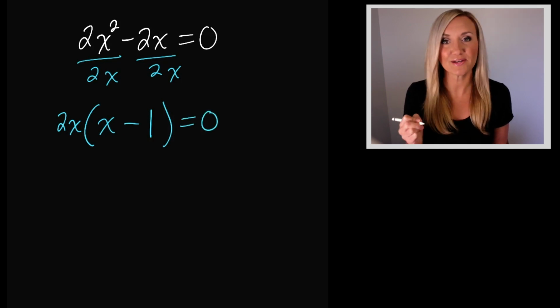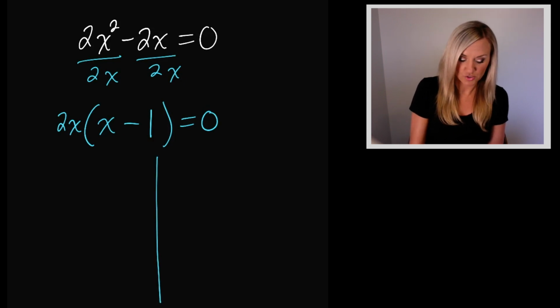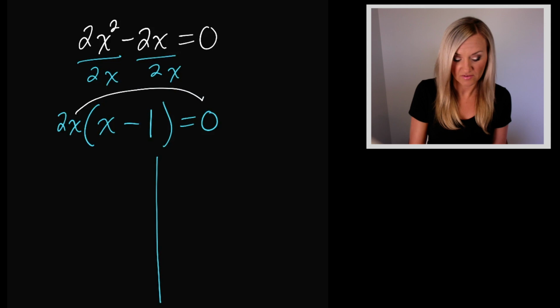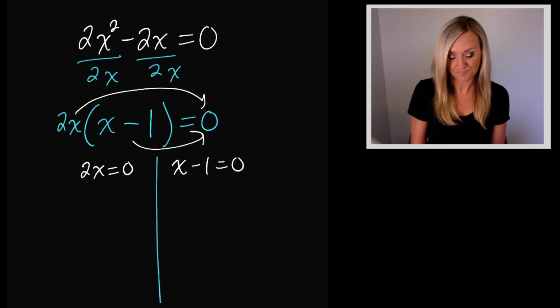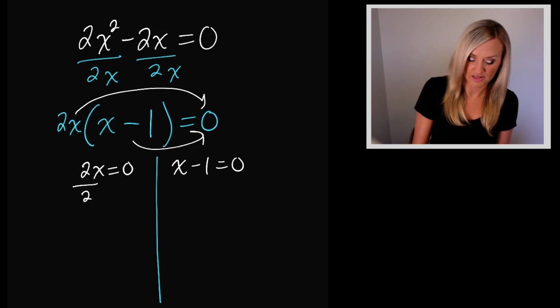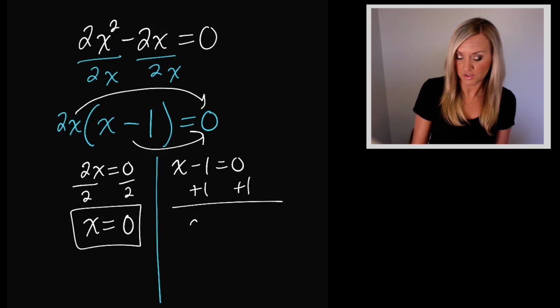Don't forget equals 0, and now let's go ahead and set up our two equations to solve. We have our 2x equals 0, and our x minus 1 equals 0. And let's solve them separately. So divide by 2, x equals 0, and if we add 1 to each side, x is a positive 1.